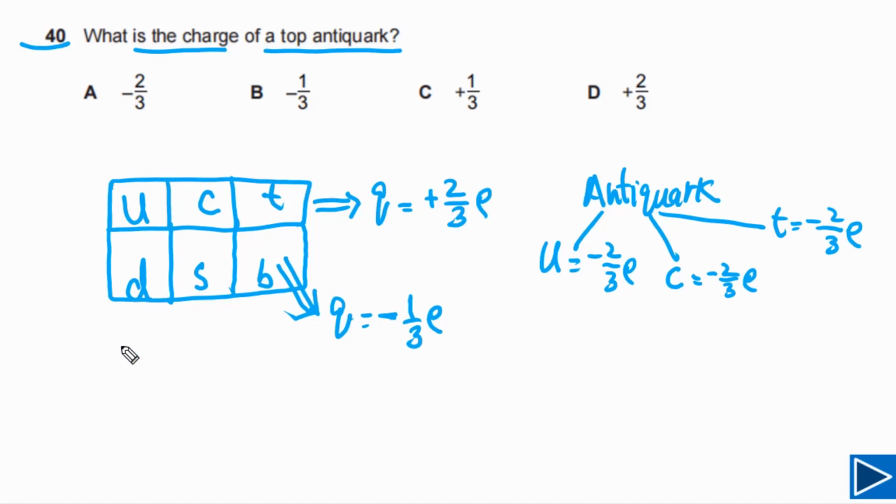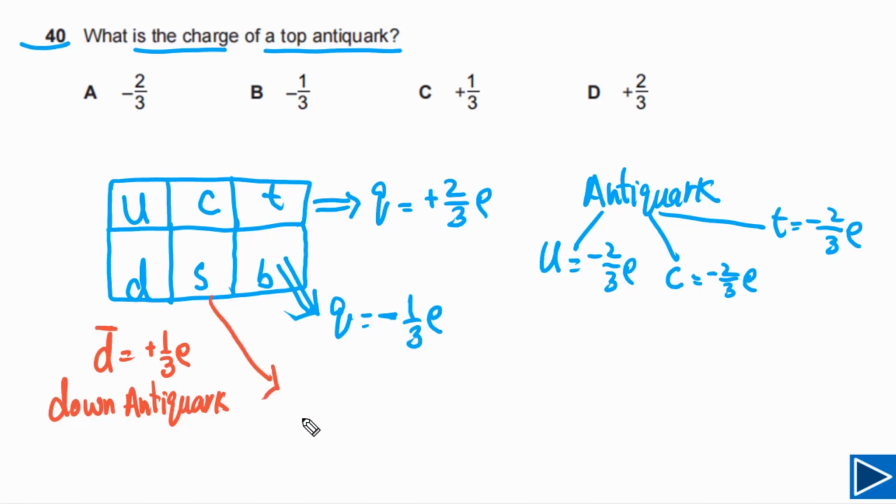Now let's understand the charge on the down anti-quark. This is the symbol we use, a bar at the top. This tells us this is the down anti-quark. And the charge on the down anti-quark is equal to plus 1 over 3e. Simply, you can say it is just the opposite charge.